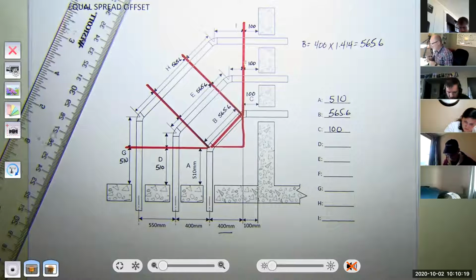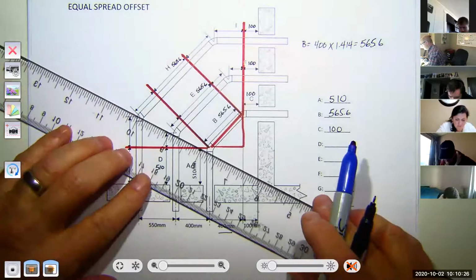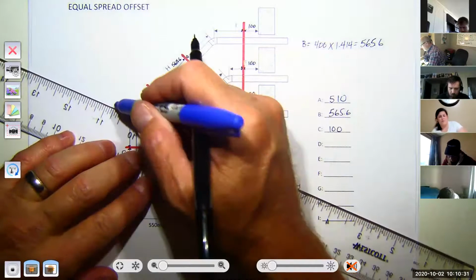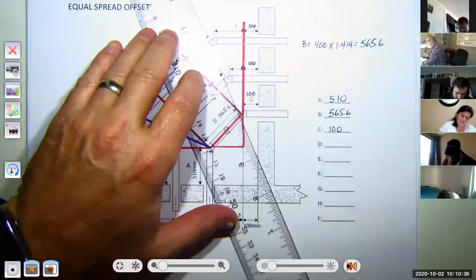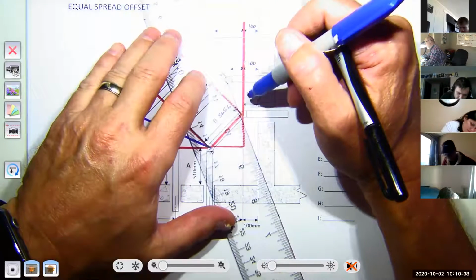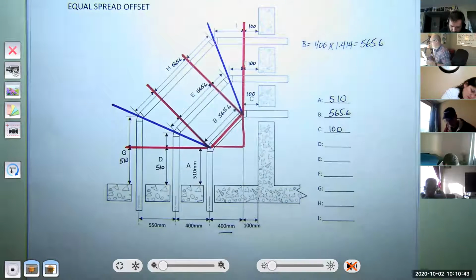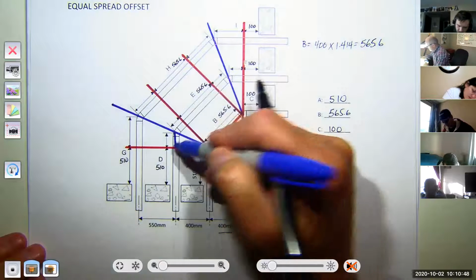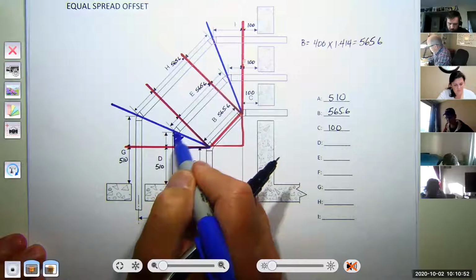Now I'm going to cut my 45s in half on this equal spread offset, making them 22.5 degree right angle triangles. Well, eventually, but I'm going to make them 22.5. Here is my first 22.5 degree right angle triangle.